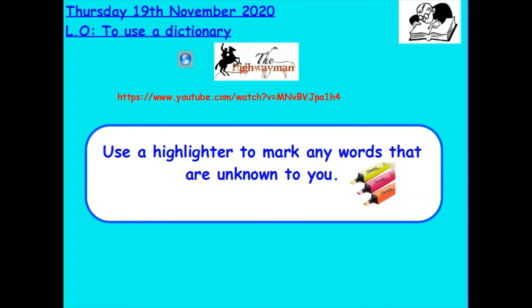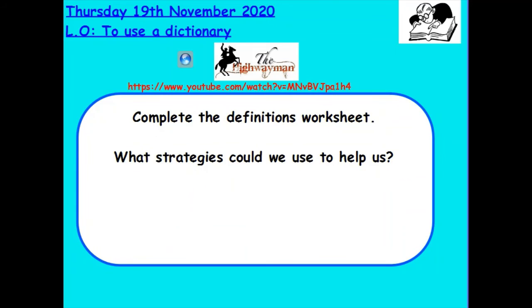Can you jot down any words that are unknown to you? So which words don't make any sense? See if you can use your dictionary to work out what those words mean. Or what you could do is read around the words. So track back to the start of the sentence and see if you can work out what those words mean by using clues from the other words.